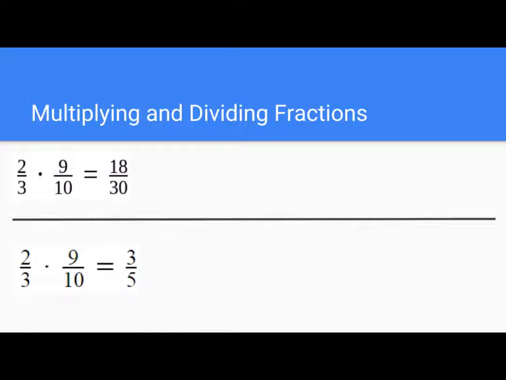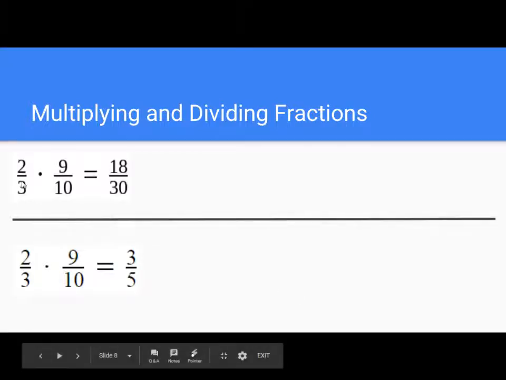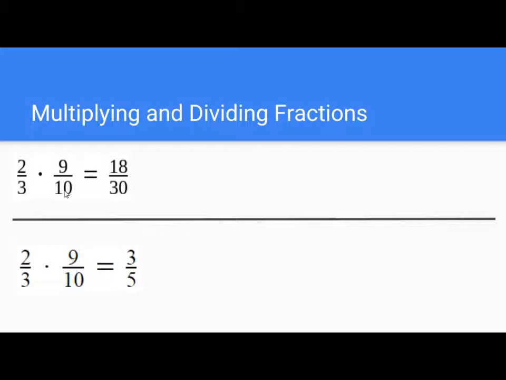The standard algorithm is if you're multiplying 2 fractions together, you multiply the numerator times the numerator. 2 times 9 is 18. The denominator times the denominator. 3 times 10 is 30. And then we reduce. What can we factor out of 18 and 30? We can divide them both by 6, and we would get 3/5, because 6 divided by 6 is 1. And so the 6's divide to 1, and we're left with 3/5. That's the standard algorithm.